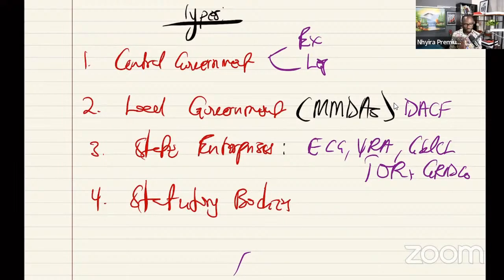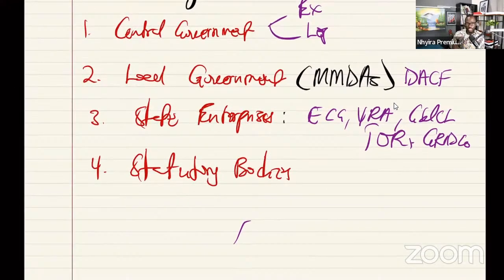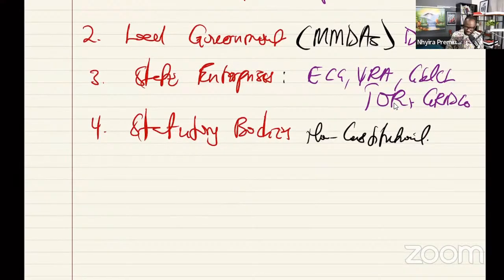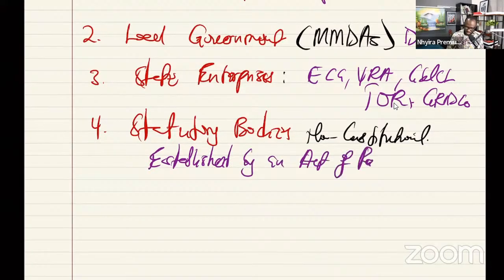Then we have the fourth category, and that is statutory bodies. Now, these are bodies that are not established in the constitution. In other words, they are non-constitutional bodies. When we say something is non-constitutional, it means it is not directly enshrined in the constitution. Instead, they were established by an act of parliament. So these are the statutory bodies.